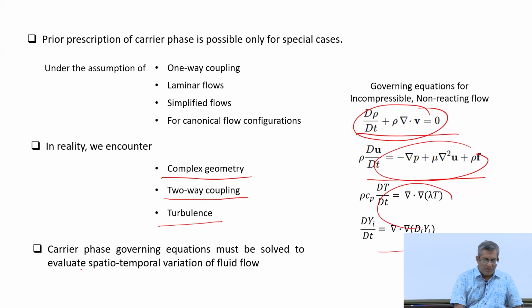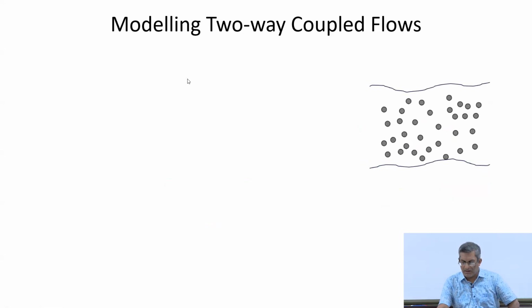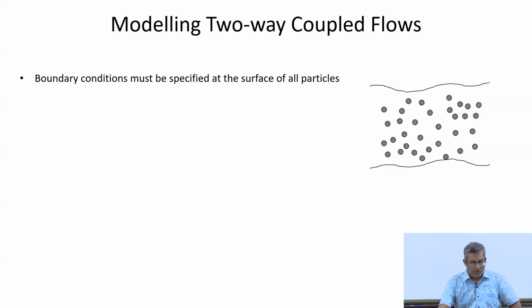So finally, what we learnt now is that the carrier phase governing equations must be solved to evaluate the spatio-temporal variation of the fluid flow. Now we will look at modeling two-way coupled flows. Let us consider a dispersed multiphase flow like this. Here you have particles in the flow and you want to solve the equations. Now you have to solve the equations for both particles as well as the carrier phase flow. Now, what do we need to do?